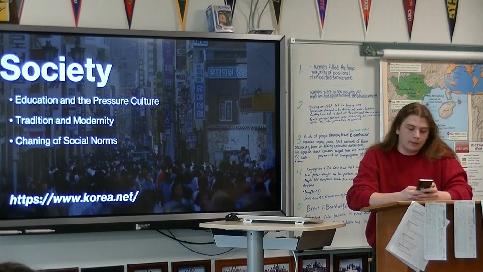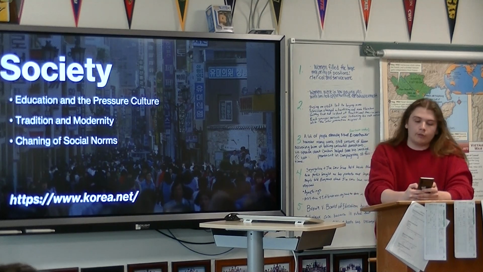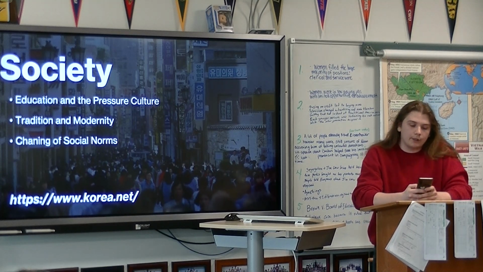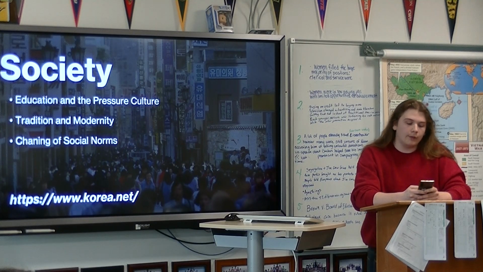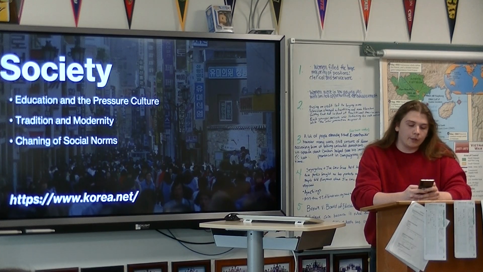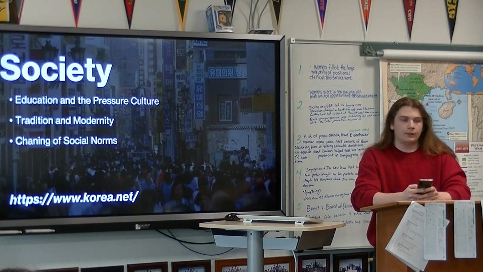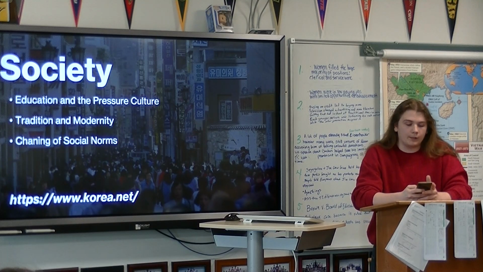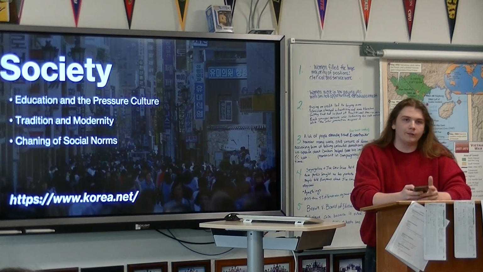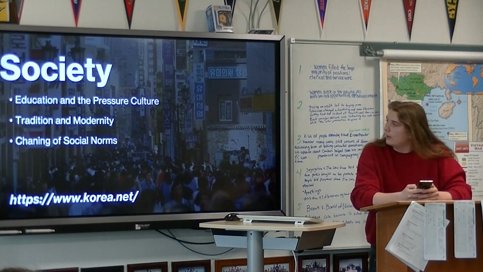Society. Education and pressure culture. Education is a huge part of South Korean life. Students often attend school all day and then go to private academies at night. College entrance exams can define a student's future, which can create a very high-pressure environment, and that's led to a lot of concerns with students' well-being and mental health.